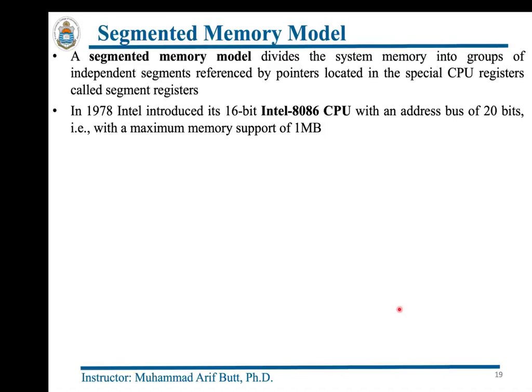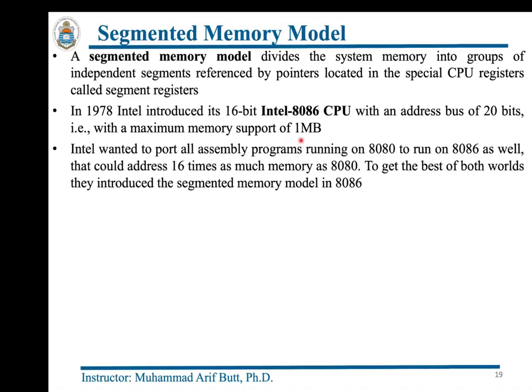As an example, in 1978, Intel introduced its 16-bit 8086 CPU with an address bus of 20 bits, that is, with a maximum memory support of 1 MB. Intel also wanted to port all the assembly programs running on its previous 8080 to run on 8086 as well. And we have seen in the previous slide that 8086 could address 16 times as much memory as 8080. And to get the best of both worlds, they introduced the segmented memory model.